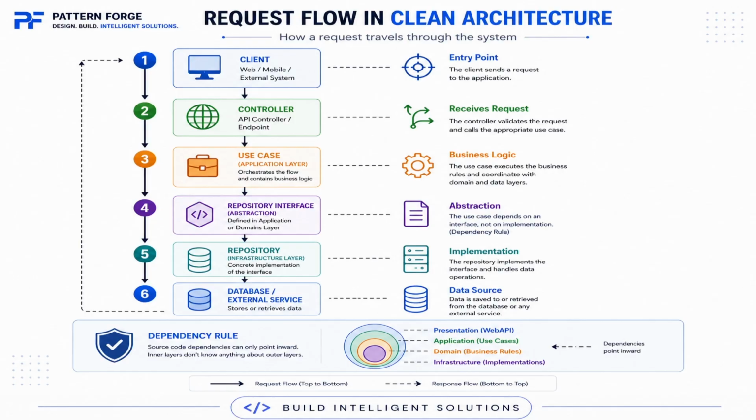From the controller, the request moves to the application layer, and this is where the application use case is executed. If you are following CQRS, this is where the command or query handler processes the request. The application layer coordinates the entire business flow. If a business rule needs to be applied, it works with the domain layer, and if data needs to be stored or retrieved, it works through interfaces.